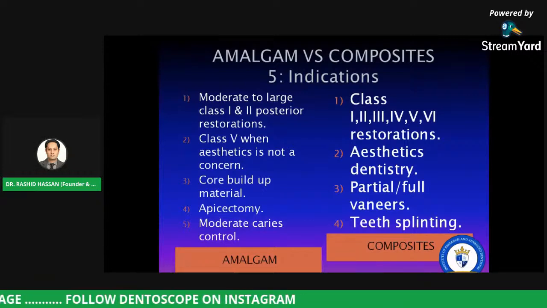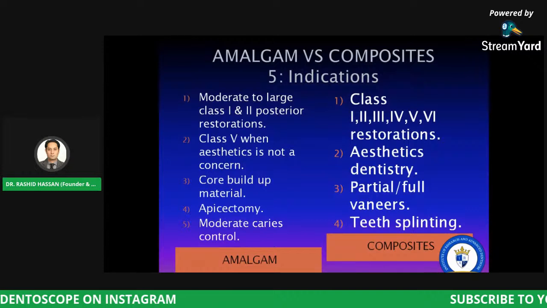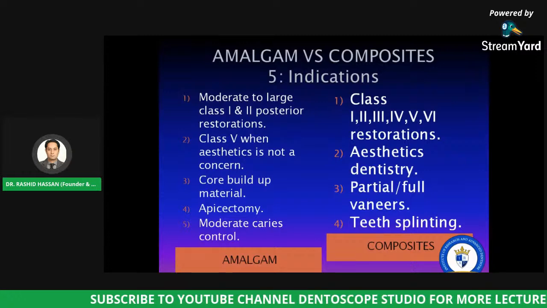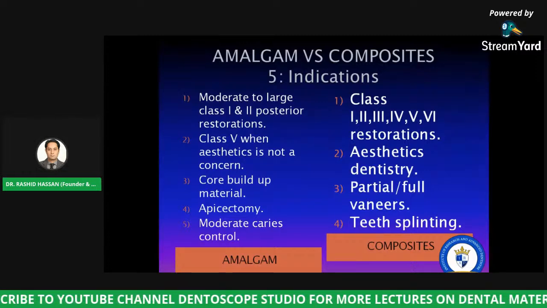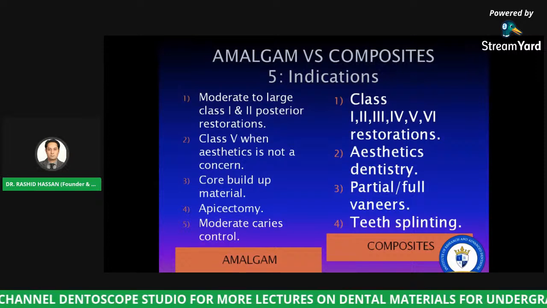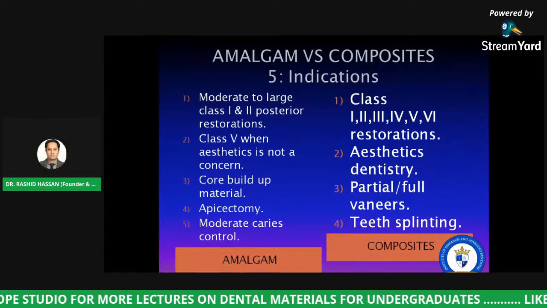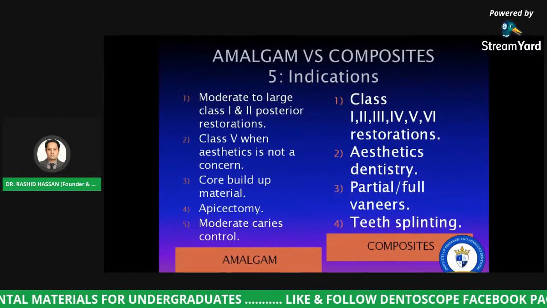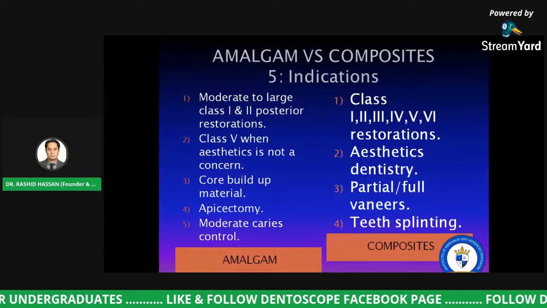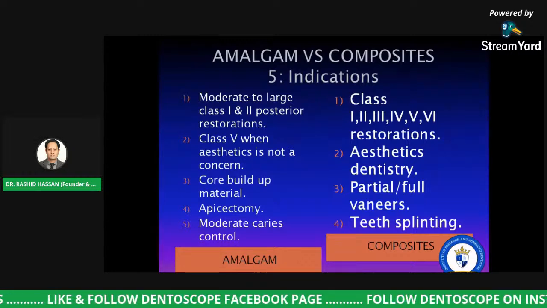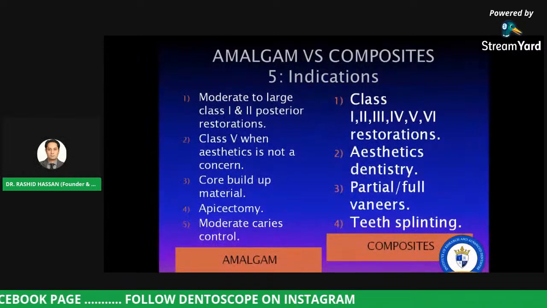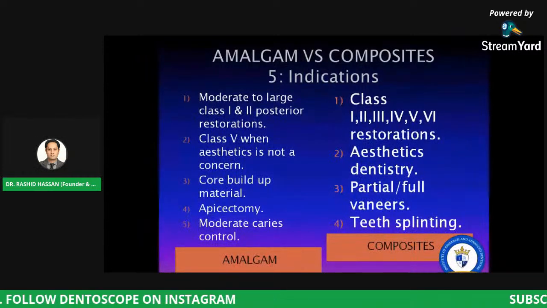Posterior restorations, even if they are large class 1 and class 2 cavities, according to GV Black's classification. You can see the GV Black's classification of the cavities. I will give the link in the description, and you can easily go through that lecture and find what the different types of the GV Black's classification are. So, in case of large class 1 and class 2 posterior restorations, dental amalgam is indicated.